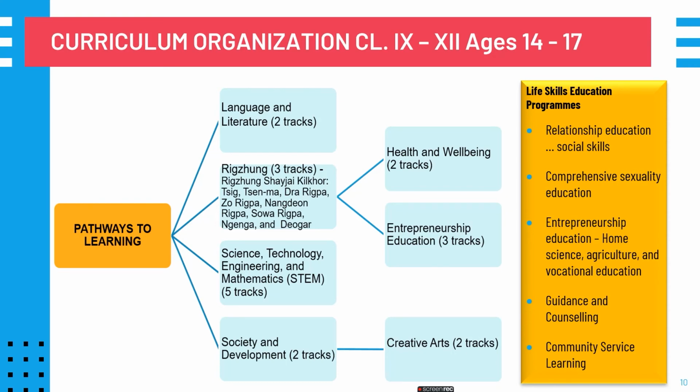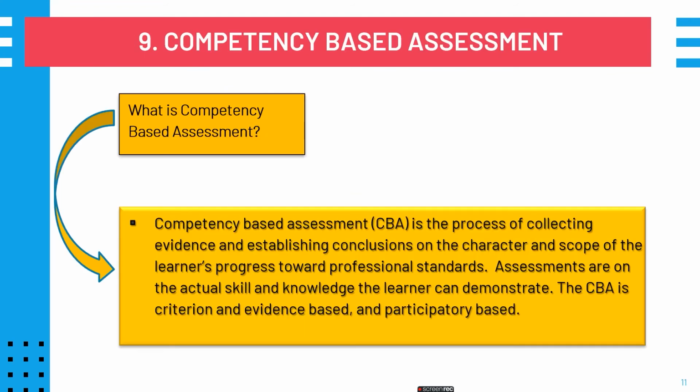Linkages will be established between the school system, the university system, and other institutions of higher learning and the workplace. The entire curriculum from pre-primary to class 12 is organized into 3 broad categories and 5 key stages with underlying principles for each. Life skills education program will be delivered across the curriculum, that is from PP to grade 12. The next is on the assessment system.